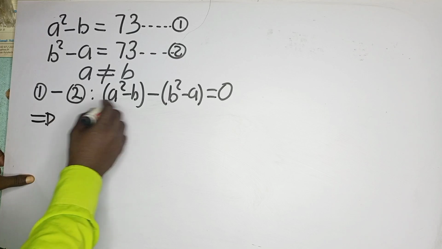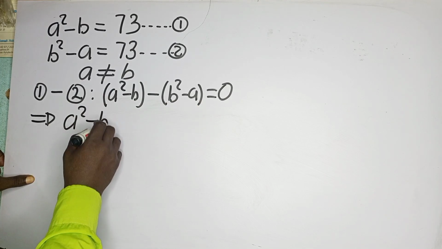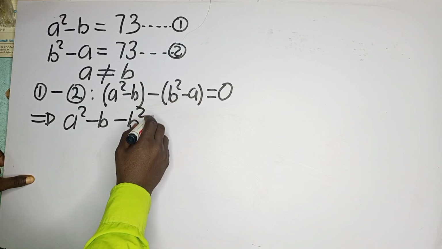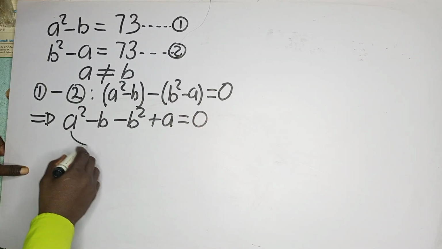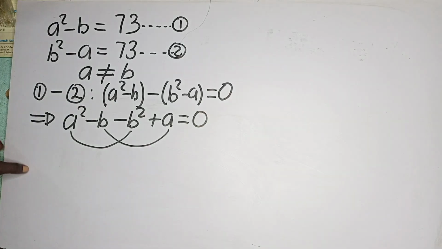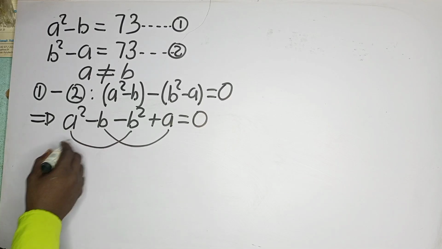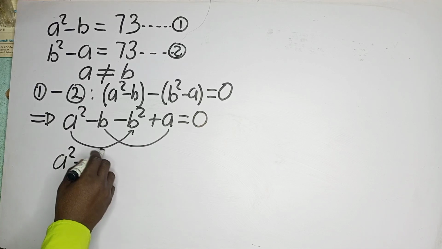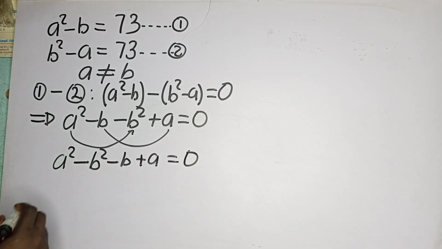This gives us, let's open the parentheses. We have a squared minus b minus times that is negative b squared, negative, positive a, is equal to 0. All right, let's put the squares together and the expressions that are not to the power 2 together. So we have a squared minus b squared, and then minus b plus a is equal to 0.